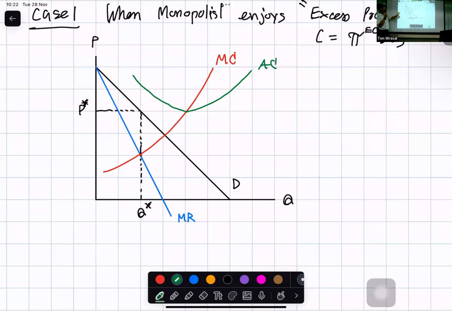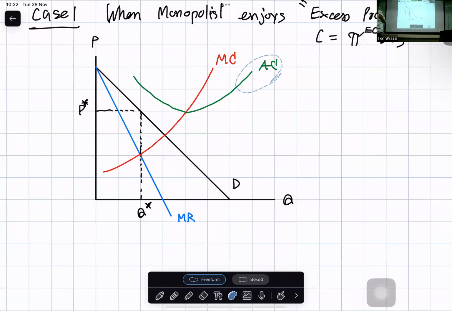Now, we want to show the case where this guy got positive profit. We already know that he produced Q star and he charged P star. What happens if we put this curve here? Oh, you will find a case where he actually faces a loss, because cost per piece is higher than the price per piece that he received. Then you have to change the position of this curve to show the profit case. How? Let's move this one. Make sure that you move along this line.